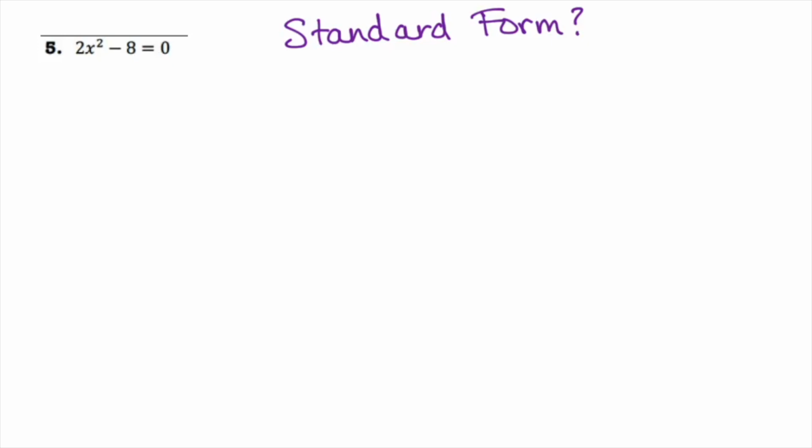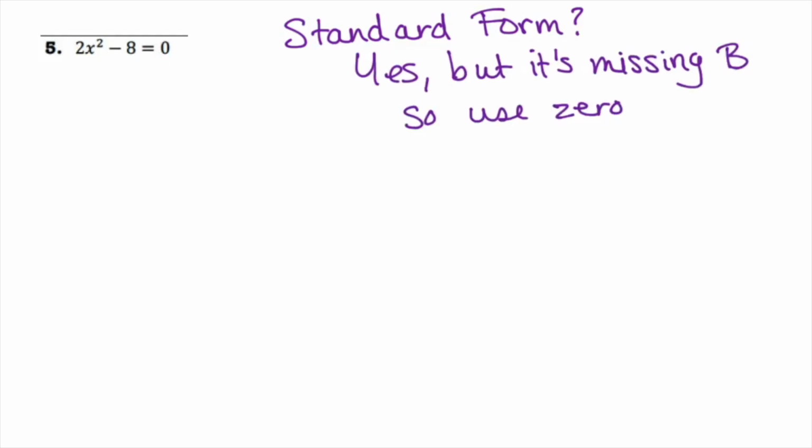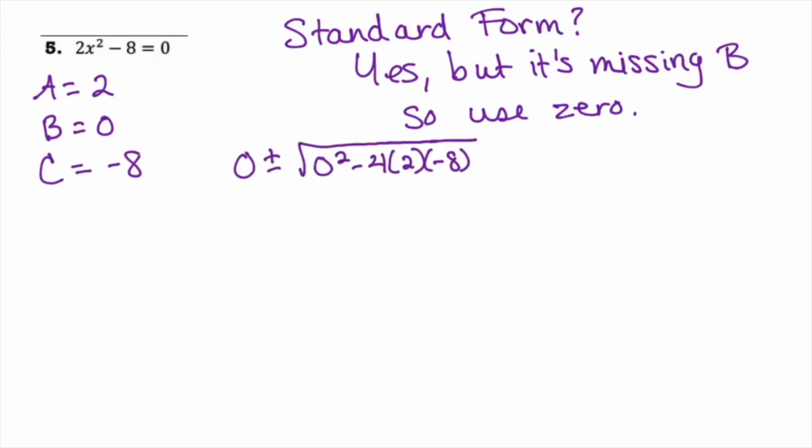It is in this situation, but if you notice, there's something missing. So we're actually missing the b term. So when we're missing a term, we can just use 0. So when we write our ABC, we're just going to write b equals 0. So now we have the opposite of b, which the opposite of 0 is just 0, because you can't do negative 0. Plus or minus 0 squared is your b squared, minus 4 times a times c, so that's negative 4 times 2 times negative 8, all over 2a, which is 2 times 2.